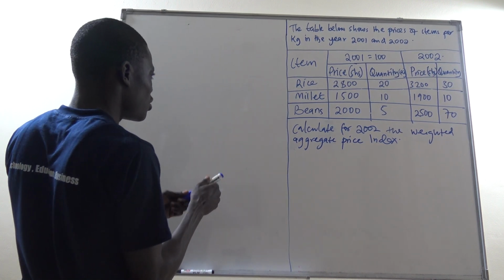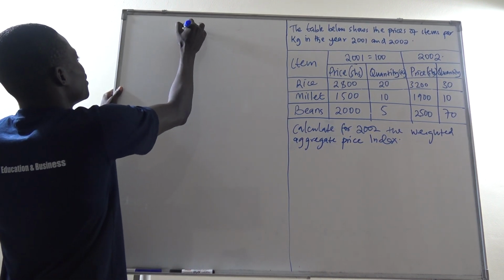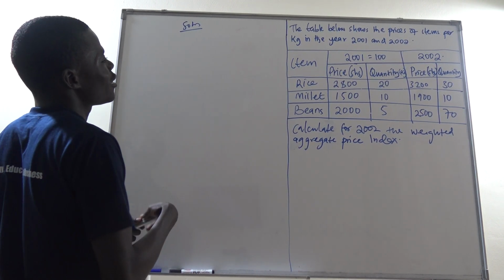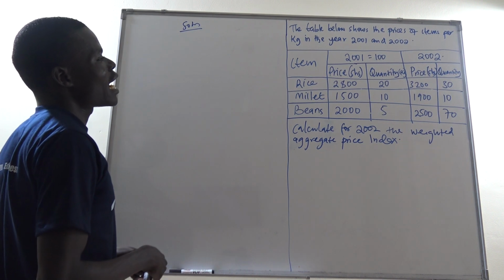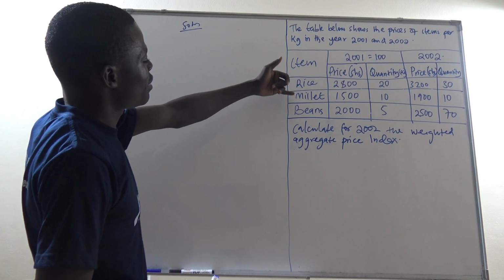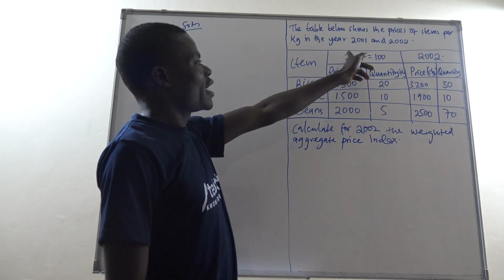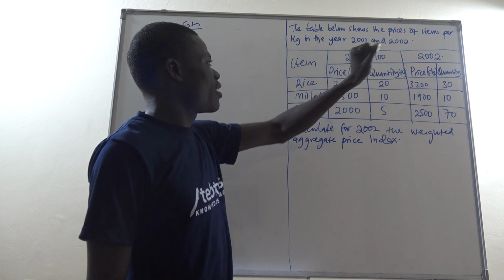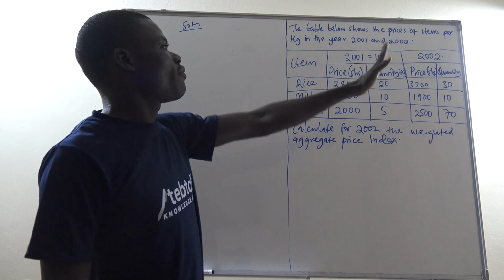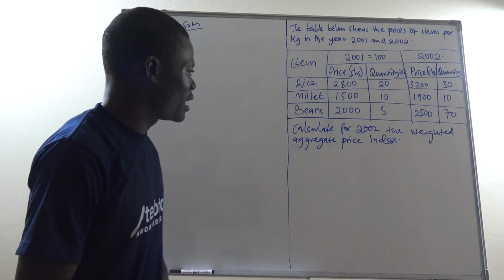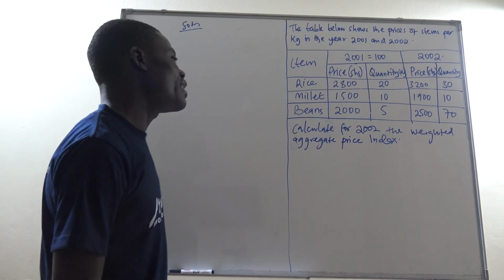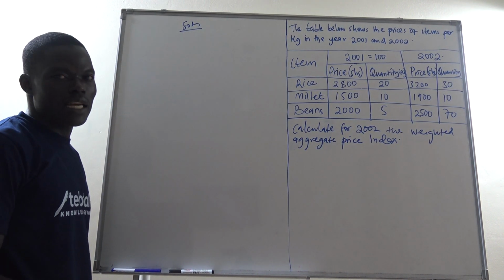So this is the question, take a look at it. It is saying that the table below shows the prices of items per kilogram in the years 2001 and 2002. The table has items: rice, millet and beans. In 2001, they are saying 2001 equals 100, where the price is in shillings and the quantity is in kilograms. And then for 2002, respectively. Then the question says: calculate for 2002 the weighted aggregate price index.